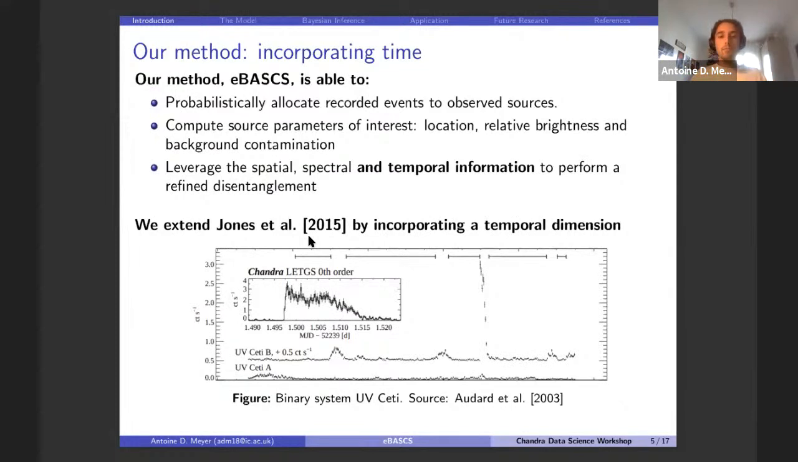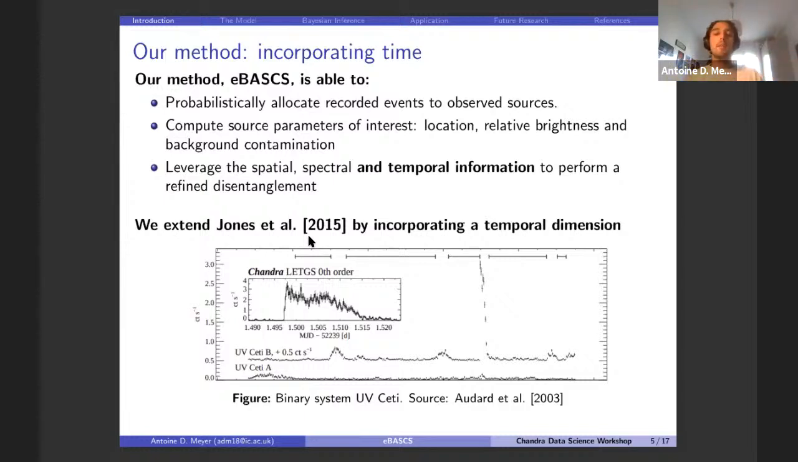So as I said before, our method is a direct extension of BASCS, the method designed by Jones et al. in 2015. And BASCS was only considering the spatial and spectral information, and we're extending that to incorporate the temporal dimension because we're interested in tackling the problem of overlapping sources in the case of time variable sources. So astronomical sources may display some brightness and spectral variability, and if you can somehow leverage that information, you can improve on how you differentiate between sources in a system, and hopefully you can get a better allocation of events to the sources by leveraging this information.